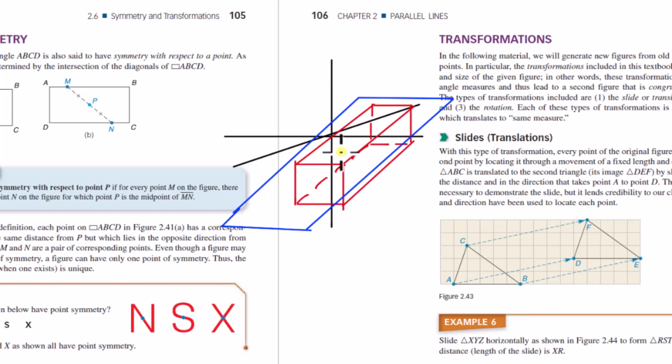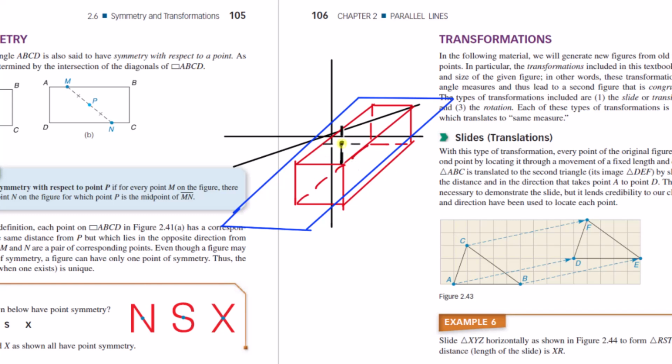You have to be able to pick any point on the solid, and there needs to be a corresponding point on the opposite side of the plane. But the question is, what does corresponding mean here? Well, the plane is going to be a perpendicular bisector.